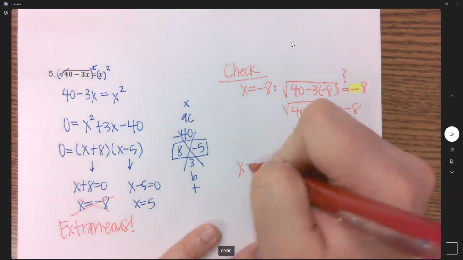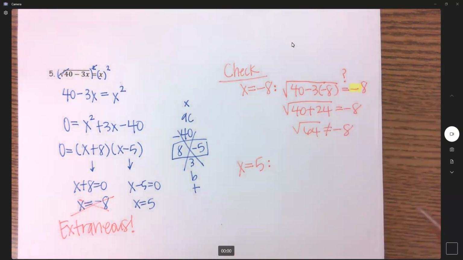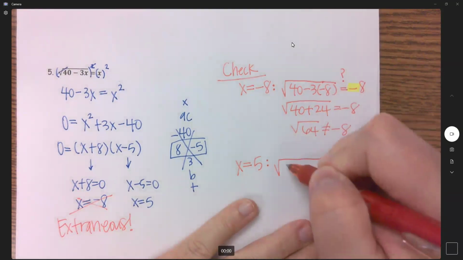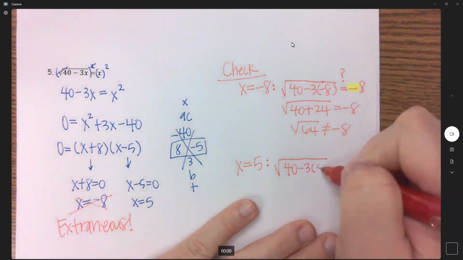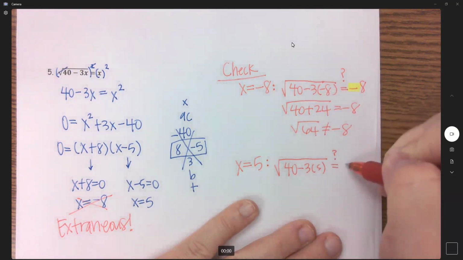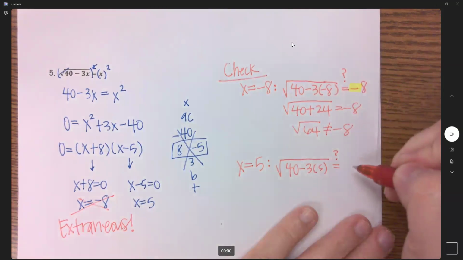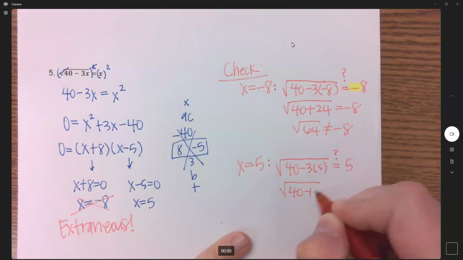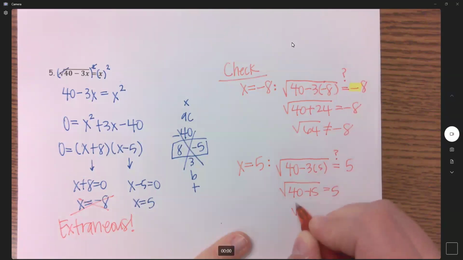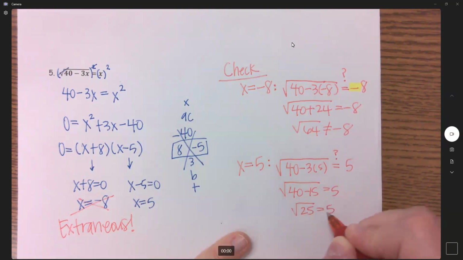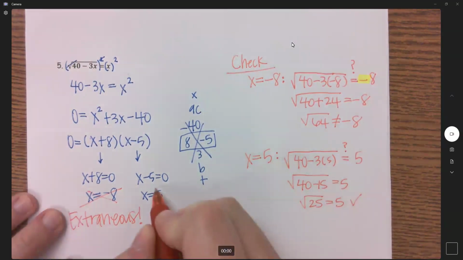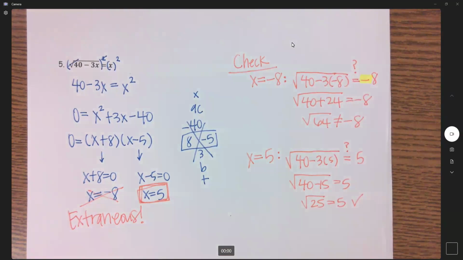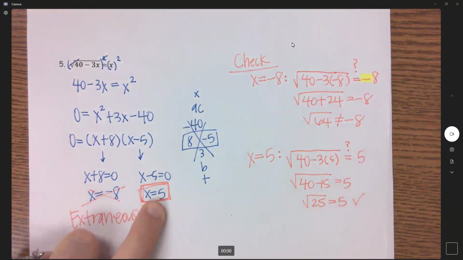So now let's move on to check 5. Now I'm going to plug in a 5 to both of these here. So we have 40 minus 3 times 5. And I'm wanting to know, does that equal x, which is 5? So let's work this out. This is going to be 40 minus 15, which is going to give me 25. And the square root of 25 is 5. So that is my solution. We have only one solution here when x equals 5.